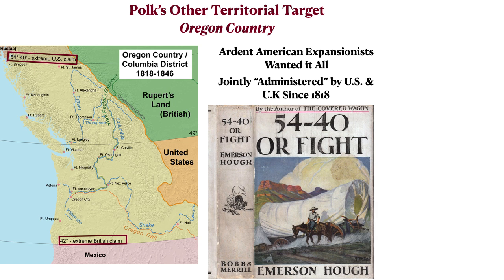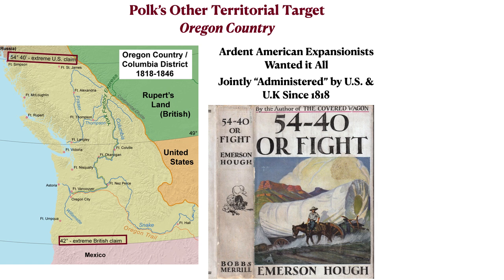So after 1818, when the boundary between the U.S. and Canada, then under British control, was negotiated by John Quincy Adams and the Monroe administration, they set the boundary at the 49th parallel in the Great Plains region, but then the area further to the west is under this sort of joint administration. Ardent American expansionists wanted it all.